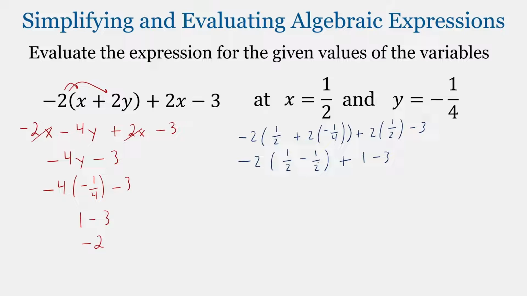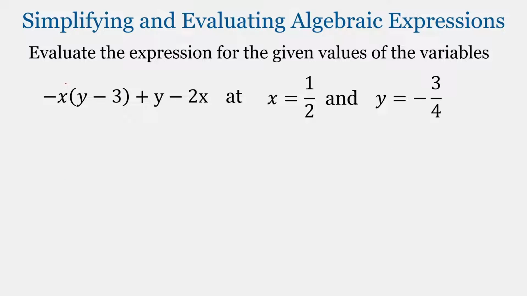Well, 1/2 minus 1/2, that's 0. So we have negative 2 times 0 plus 1 minus 3. Anything times 0 is 0, so that term goes away. It's 0. So now we have 1 minus 3, and that's negative 2. Again, regardless of the method we use, we end up with the same value. It's a great way of checking your answer.